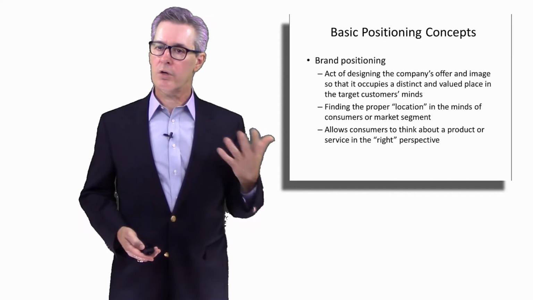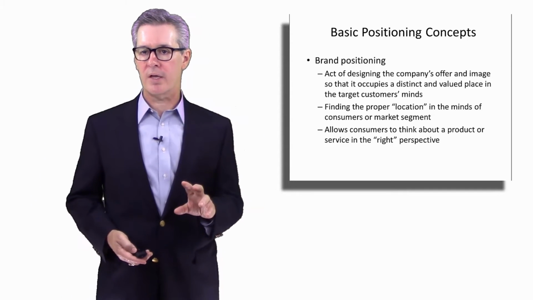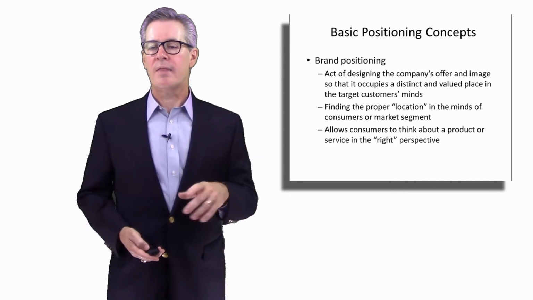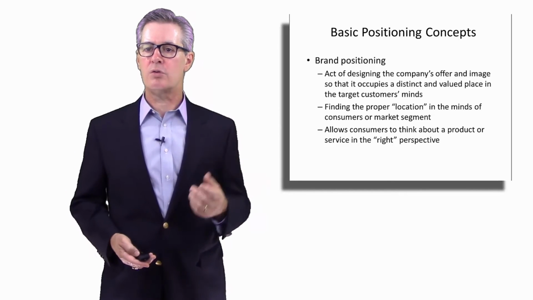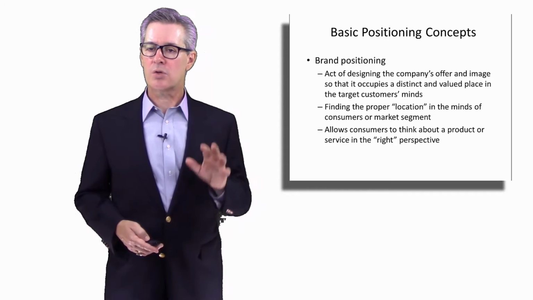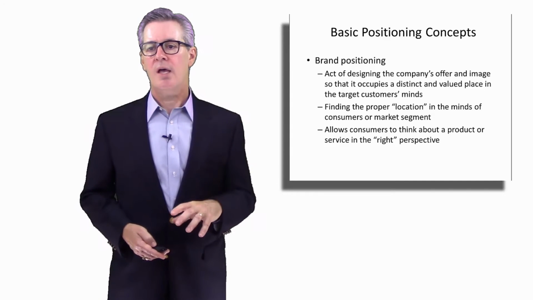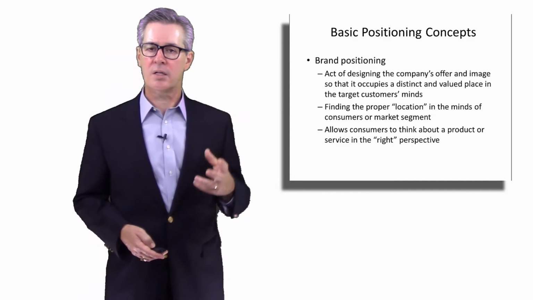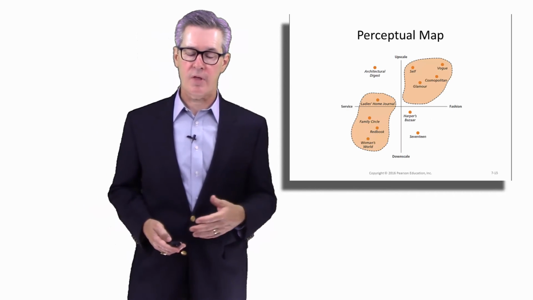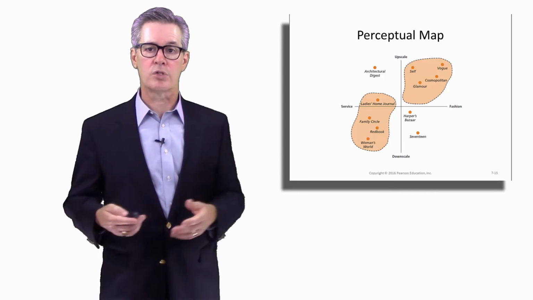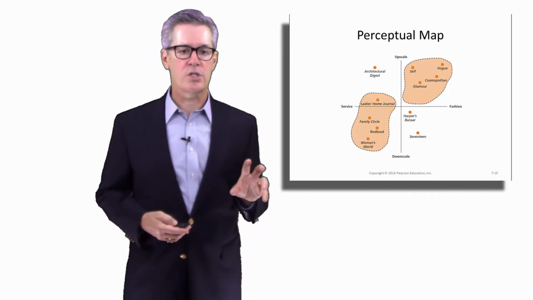So then we look at the idea of some basic positioning concepts. How are we going to position the brand? When we talk about brand positioning, that's designing the company's offer and the image so that it has this distinct and valued place in the customer's minds. And so what we're trying to do is to find that proper location in the minds of consumers and allow the consumers to think about the product with the right perspective. And so we're going to do some activities that will help us to do that. A lot of that's going to be advertising, and we'll talk about some of the different elements that we incorporate there. One of the things that we can use is the perceptual map.